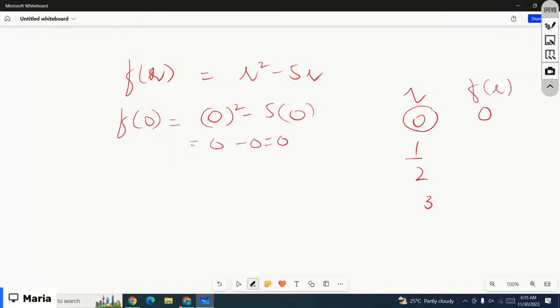Then you have to evaluate at 1, f of 1. So replace the r with 1. That is 1 square minus 5 times 1. So 1 minus 5 is negative 4.